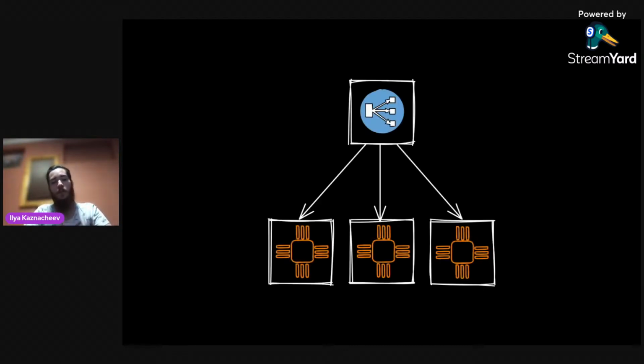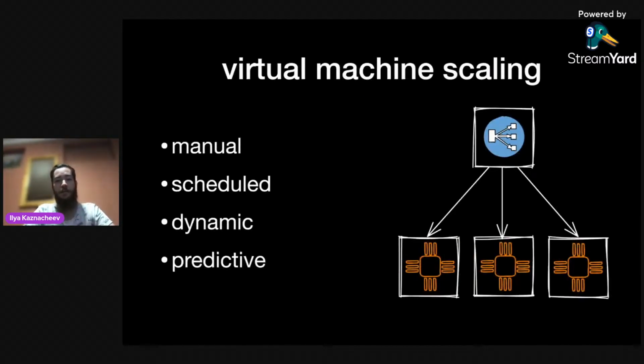And normally we have a couple of virtual machines and a load balancer on top of them, which distributes the load, the network requests, between these machines. And there are different types of scaling available in the majority of cloud providers. Of course, manual scaling, so you can just go there and create a number of machines and then just say, I want more machines. I want to have 4 instead of 3, and a new machine will be created.